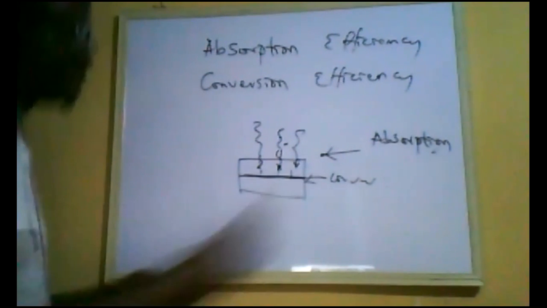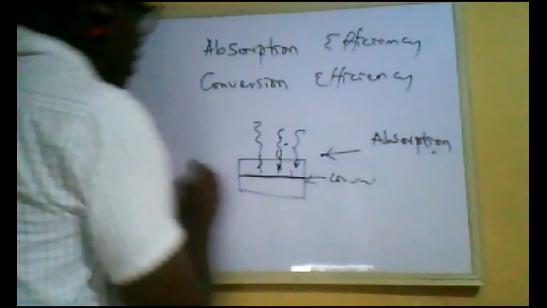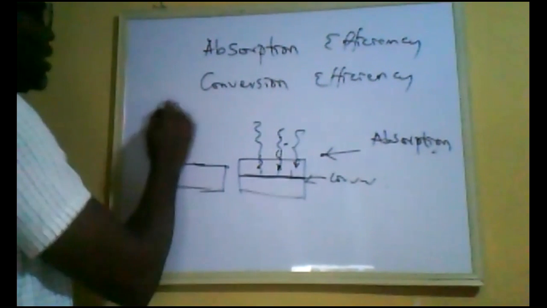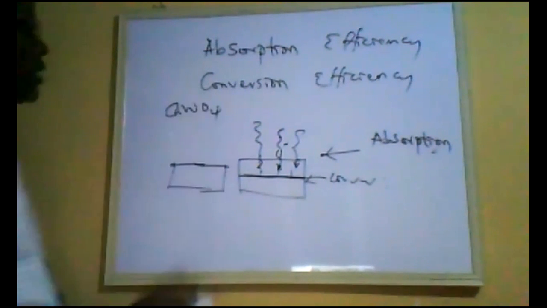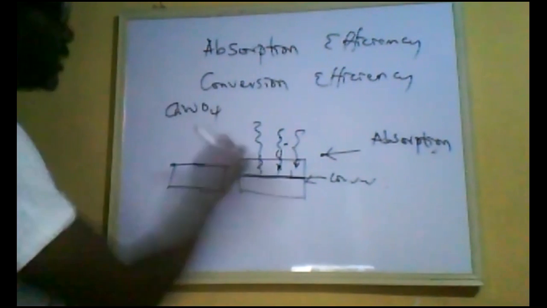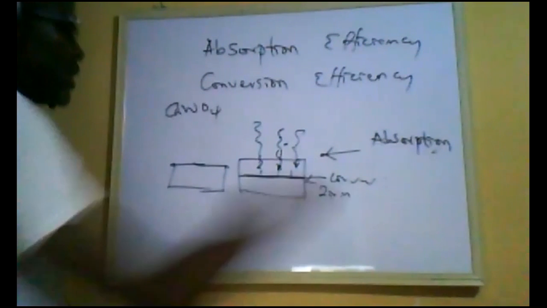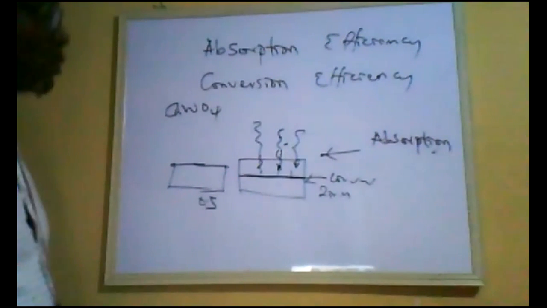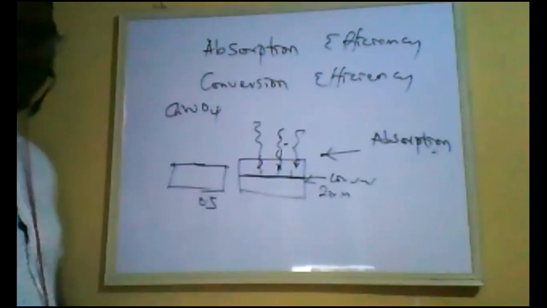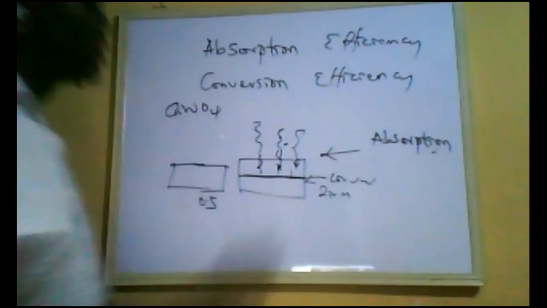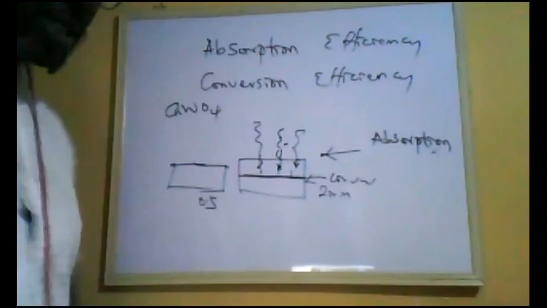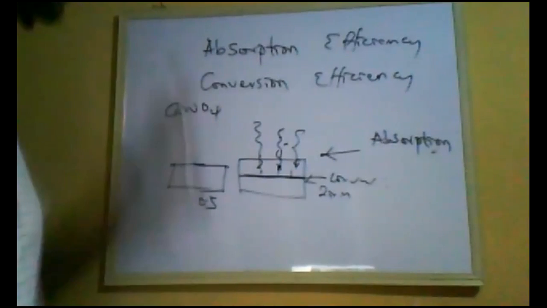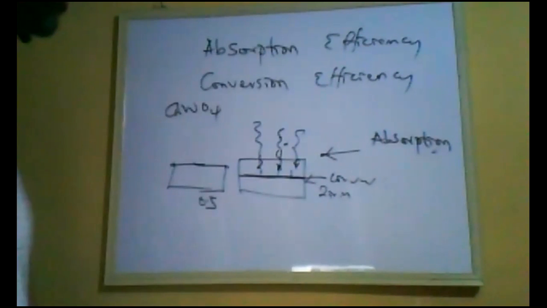If the screen is thin, the absorption efficiency is lower. Say we are looking at calcium tungstate. If this one is maybe 2 millimeters and this one is 0.5 millimeter, the thicker one will have a better absorption efficiency than the 0.5 thick one. So when we look at the thickness, we're actually looking at the absorption efficiency.